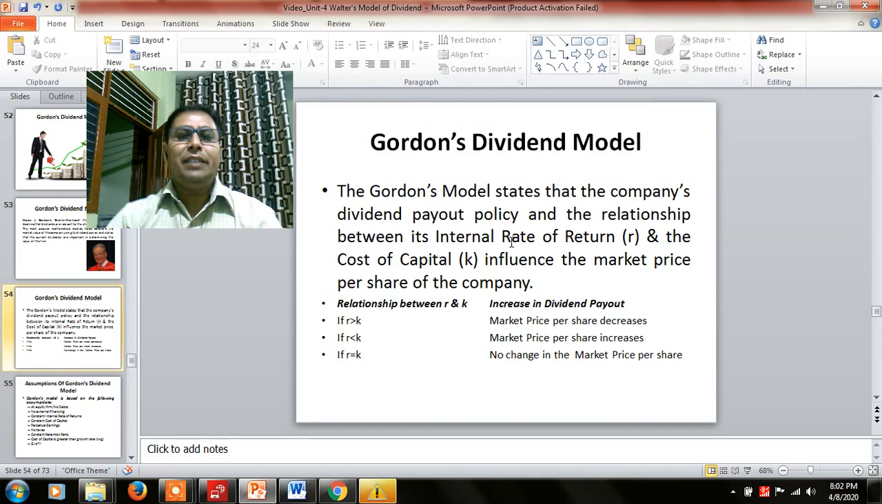Gordon's dividend model is basically based on three stages. Stage one is if the business is growing. Second is if the business is stable, or the return on investment is equal to the cost of capital. And third and last is declining, I mean the internal rate of return from the business is less than the cost of capital.